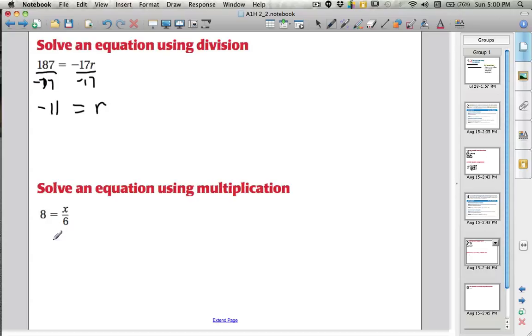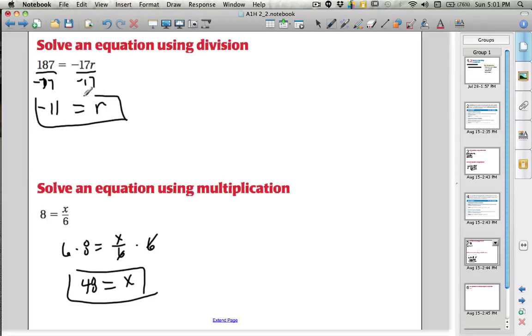Down here I can multiply either side of the equation by the same value. So I'll have 6 times 8 is equal to x over 6 times 6. I do that because the 6's will cancel. And I'll get x is equal to 6 times 8, which is 48. Again, I think these things are pretty familiar to you.